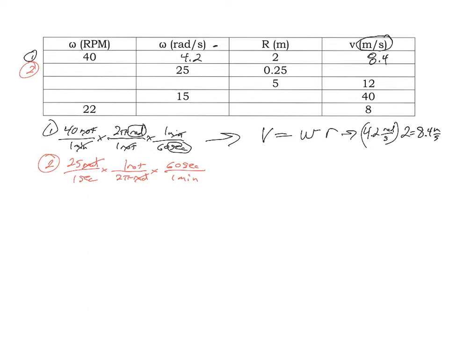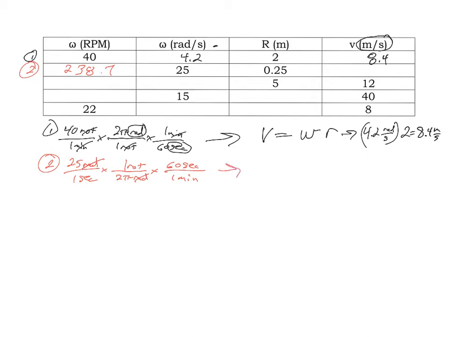25 times 60 divided by, I'm going to use the little parentheses here, 2 pi, close my parentheses, and I get 238.7 rotations per minute. Which makes sense, right? If I'm going 25 in 1 second, I'm going to go a lot more. And now what are we left with?